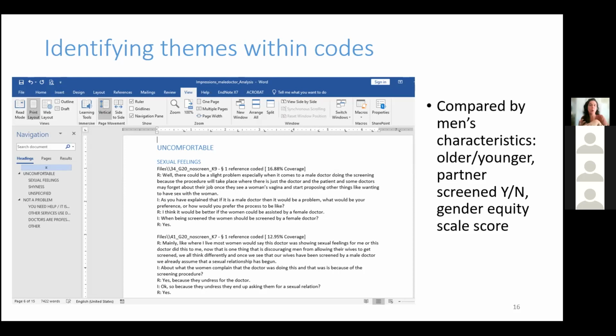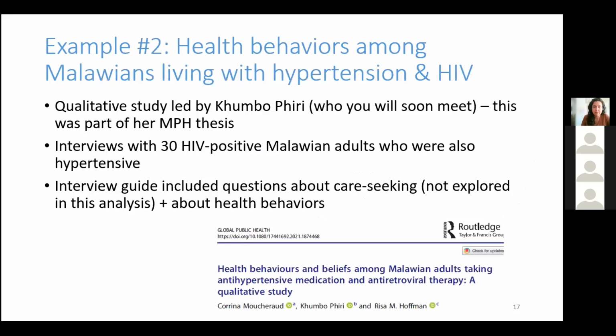We looked to see if older or younger men said these things more than others, or if the man's wife had been screened or not, was he more likely to be uncomfortable or comfortable? Not quantifying it, but just looking to see how common these sentiments were among different types of men. So this was not a very elaborate qualitative analysis, but it gives you an idea of one way that you might tackle it.